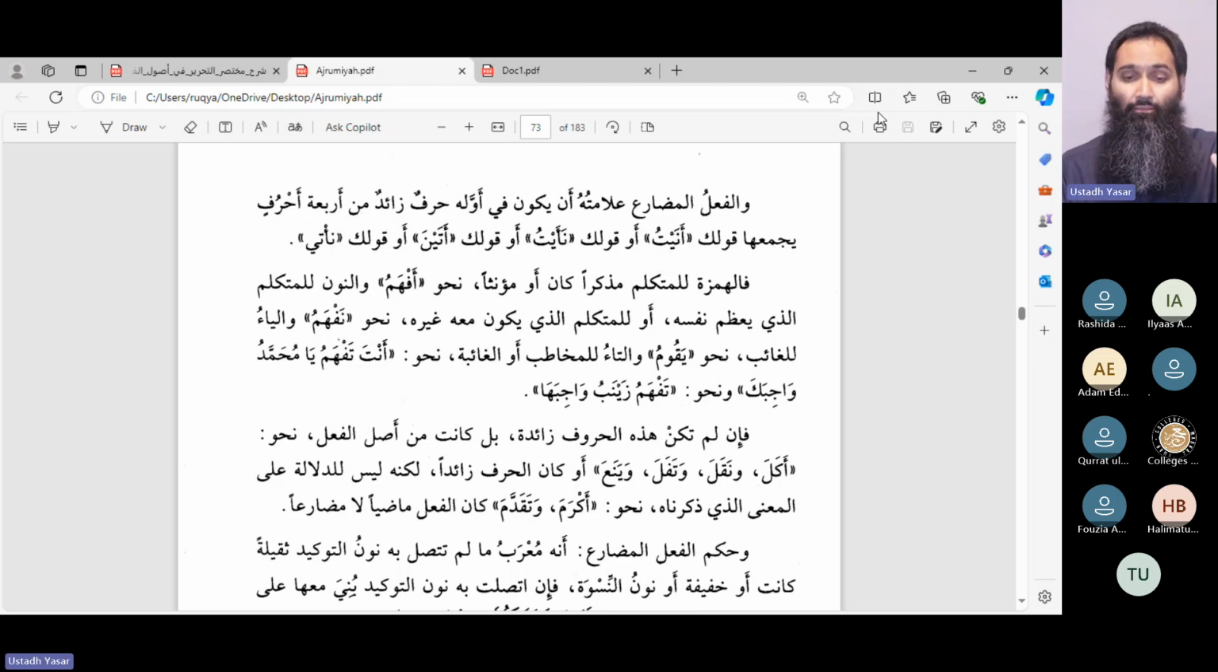Wa taqaddama. So also this is fi'l al-madi again. Yes, there is a ta. Yes, it is extra, zaida. But is this ta here for mukhatab? No. Is it for ghaiba? No. So we discard it. We don't pay any attention to that.